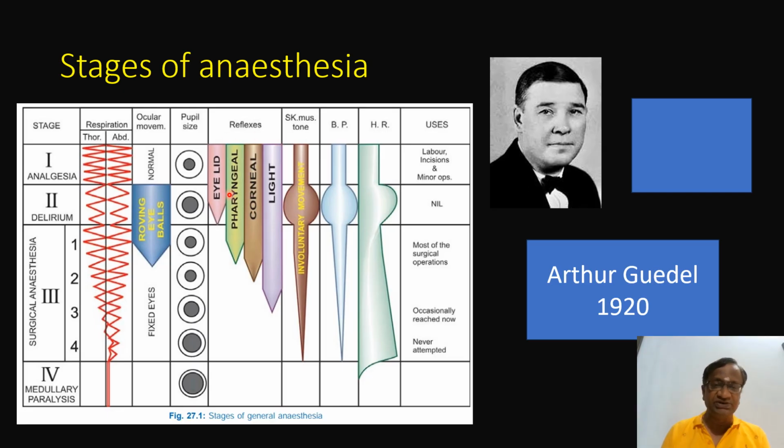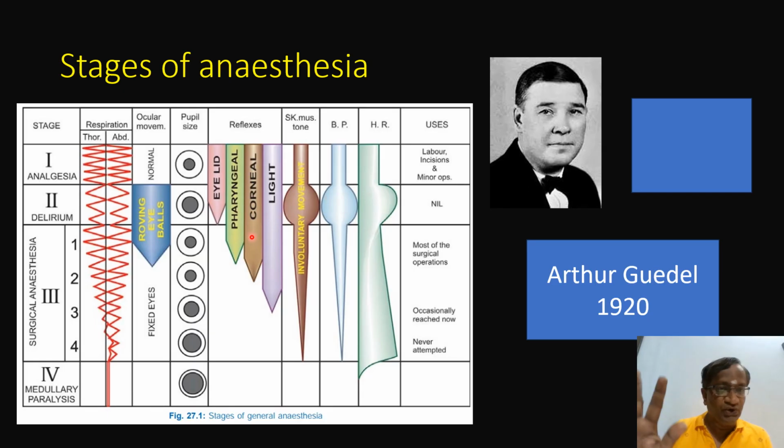Can we operate in stage 1? There is no suppression of reflexes. The patient is not anesthetized, is slightly conscious. Only pain relief is there. No, we cannot operate. Now it goes to stage 2, where there is delirium. Respiration becomes irregular and the eyeballs are moving, the patient is moving, some sort of delirium, nausea, vomiting, involuntary movements. The BP and pulse rate will vary, and there are still reflexes.